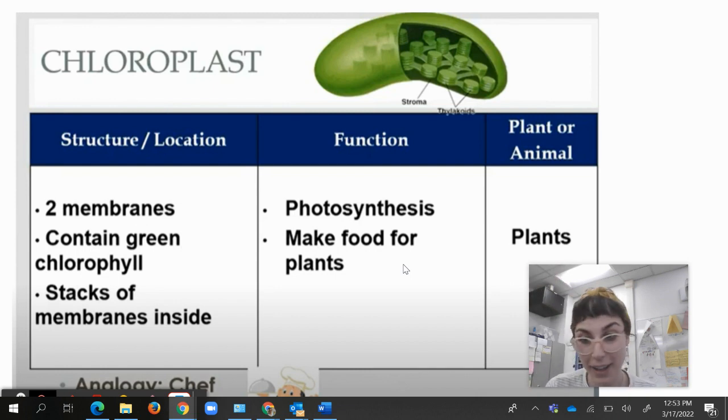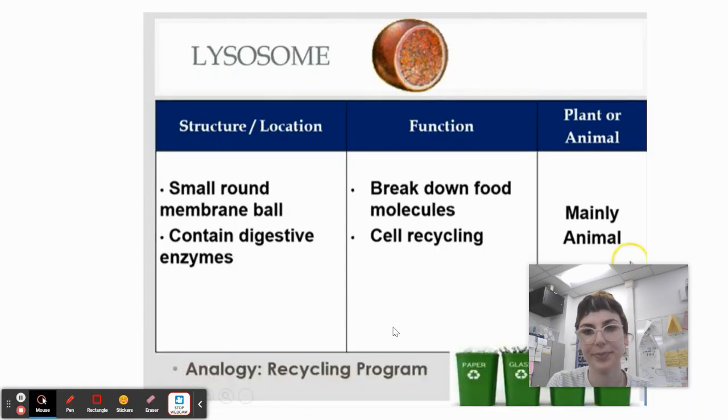Again, it's not found in animal cells. You cannot go outside in the sunlight and photosynthesize for food. So, in terms of an analogy, it's like a chef for the plant. It makes food for the plant.